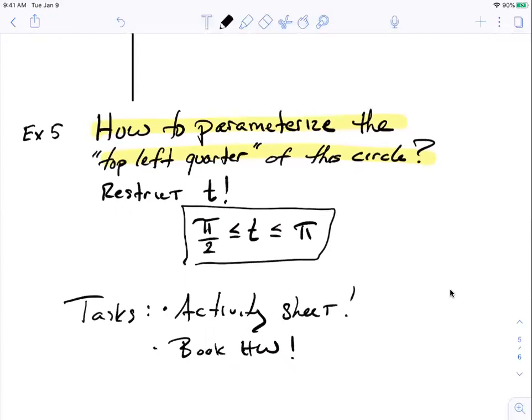Why do this activity sheet and the book homework? Because it gives you a chance of practicing all these skills. These kinds of curves we'll want to be able to parameterize.